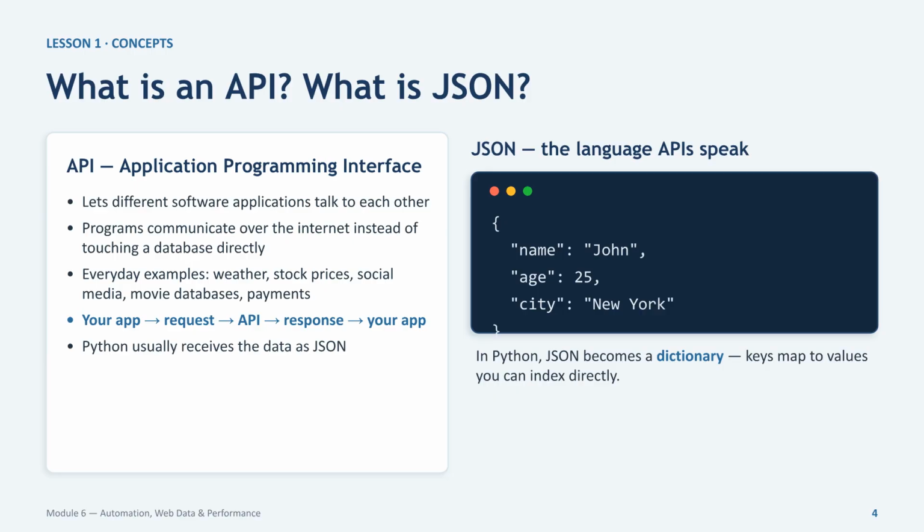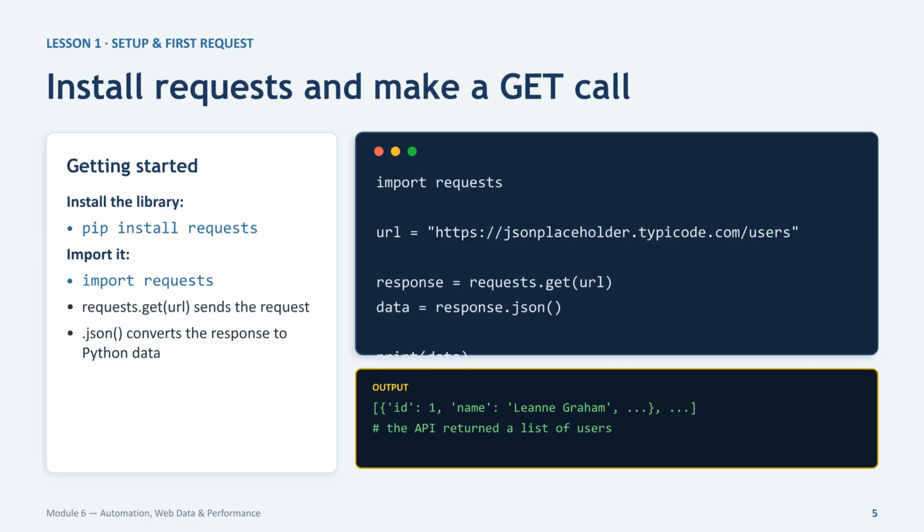An API, or application programming interface, is how applications exchange information. Your code sends a request and receives a response, usually in JSON format. JSON is structured as keys and values, which Python naturally interprets as a dictionary, making it easy to access the information you need. To get started, install the requests library using "pip install requests."